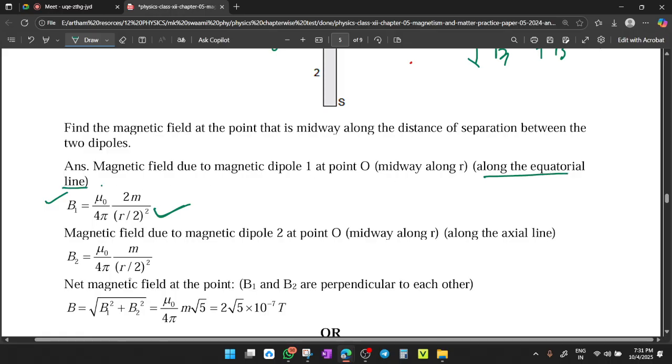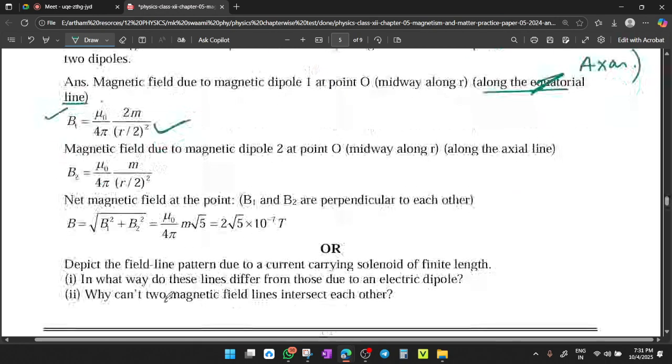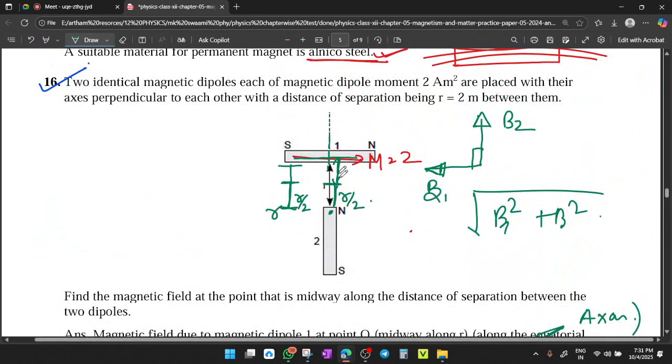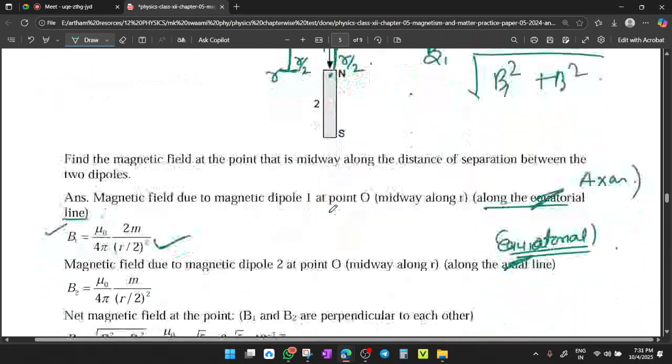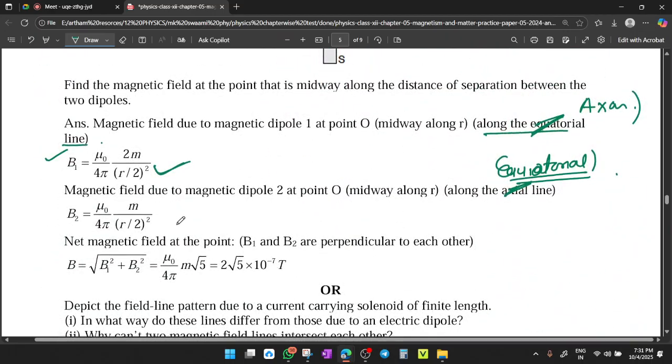Mm, wrong. B1 is not on equatorial, it is on axial. And B2 is on equatorial line. Okay, clear or not clear? Yes, it is given wrong here. Along the axial line, first B1 is producing its field, as the point is on the axial line, and second, it is on the equatorial line.